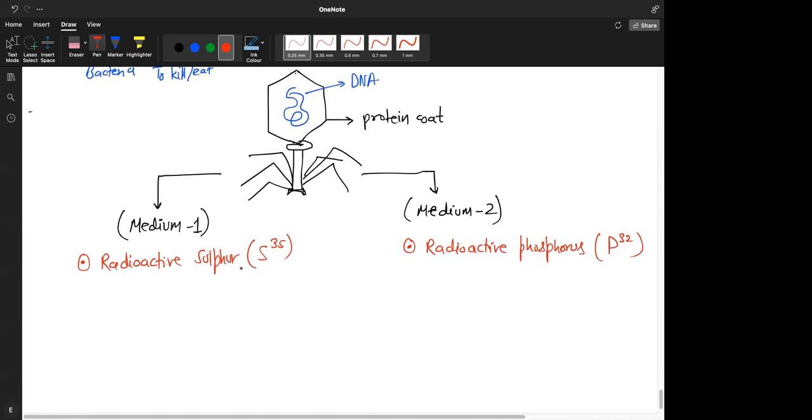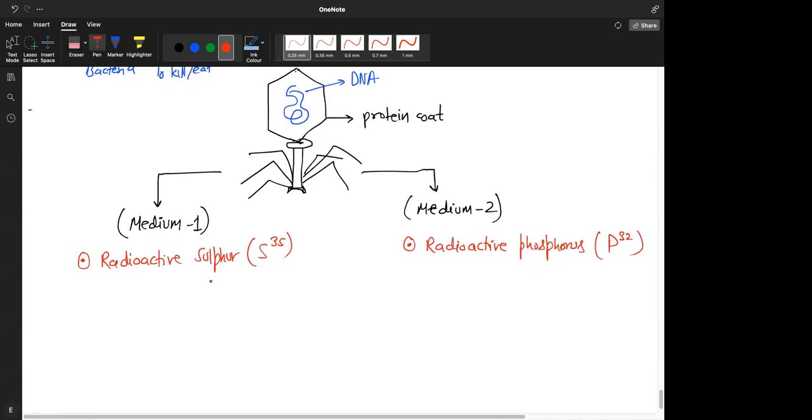Now, what do you think is the point of using radioactive sulfur and radioactive phosphorus? Radioactive sulfur will label the protein, only the protein and not the DNA. And radioactive phosphorus will label only the DNA. You know why? Fatima. Because there is phosphorus in the DNA. There's phosphate group in the DNA.